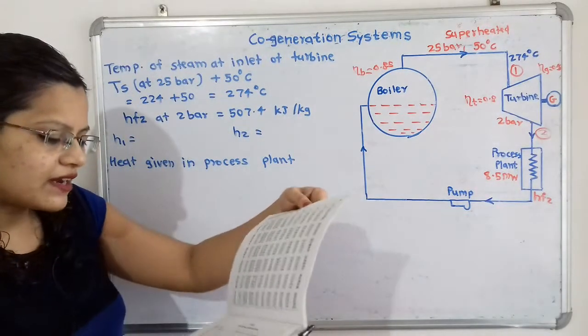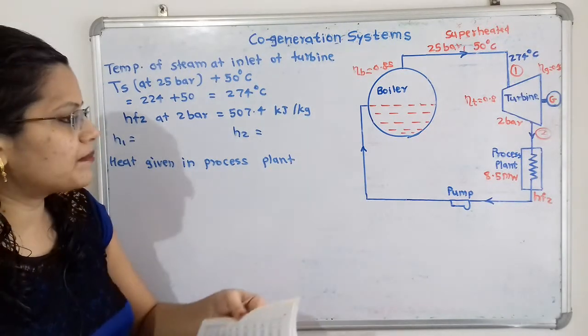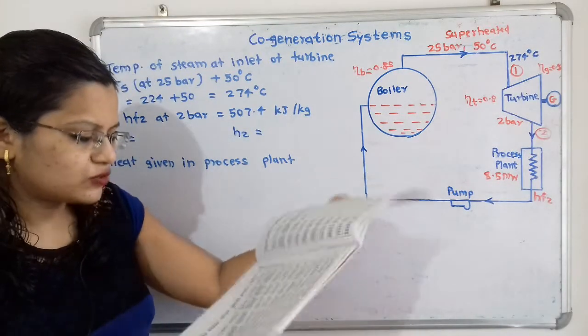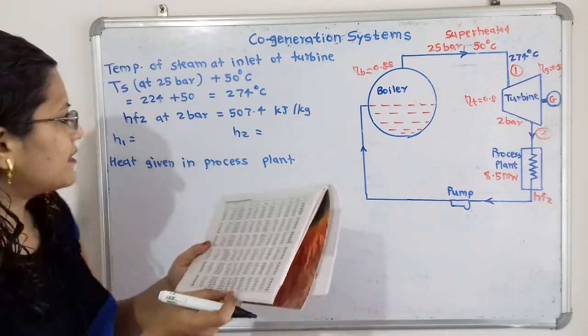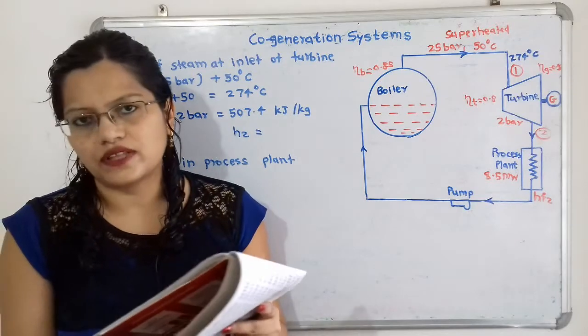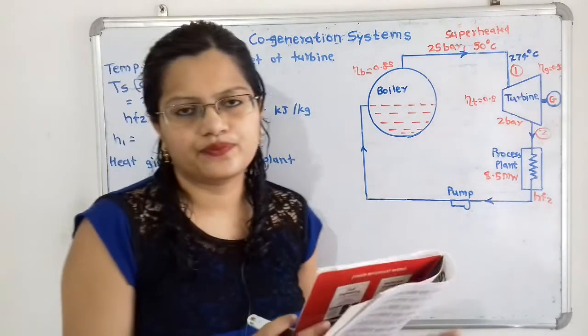So we have to find the value of hf at 2 bar pressure. For that we again refer to the pressure table and take the 2 bar pressure. Here the value of hf is 507.4 kilojoule per kilogram. So we will write this value as hf2.